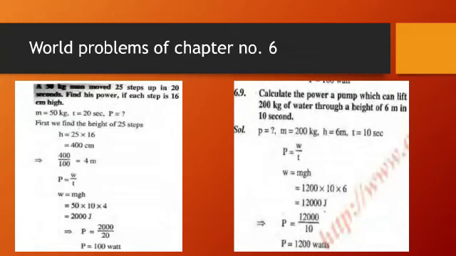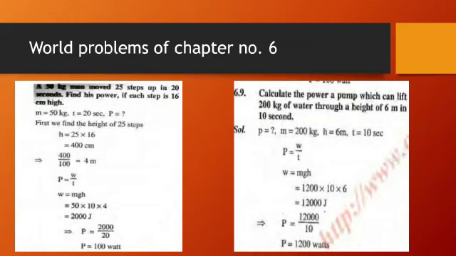So 6.8 is given: a 50 kilogram man moved 25 steps up in 20 seconds. Find his power if each step is 16 centimeter high. So mass is given, 50 kg, t is 20 seconds, and power you have to find. First, we find the height of 25 steps. So 25 multiplied by 16 will give you 400 centimeters. In order to convert centimeters into meters, you will divide by 100, you will get 4 meter.